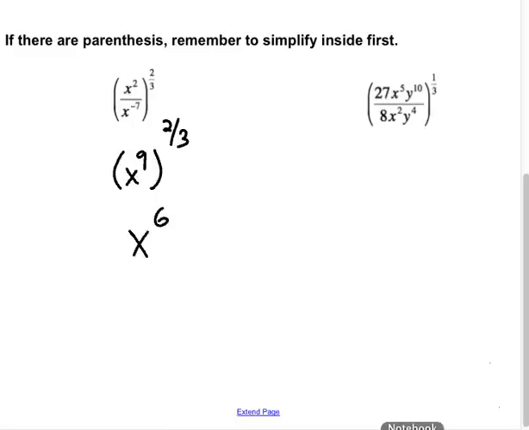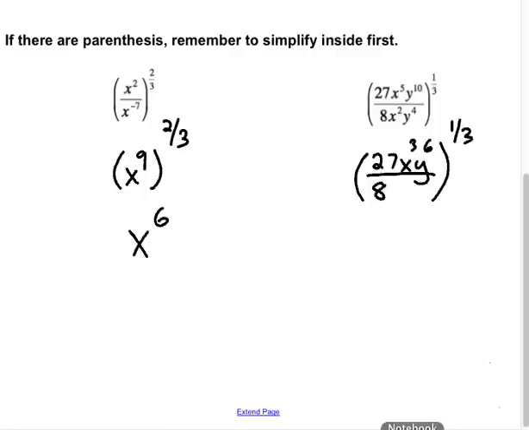All right, this next one, again, the goal is to simplify the expression first. 27/8 doesn't reduce, but x to the 5 divided by x to the 2, 5 minus 2 leaves me with 3. Y to the 10 divided by y to the 4, 10 minus 4 leaves me with 6.